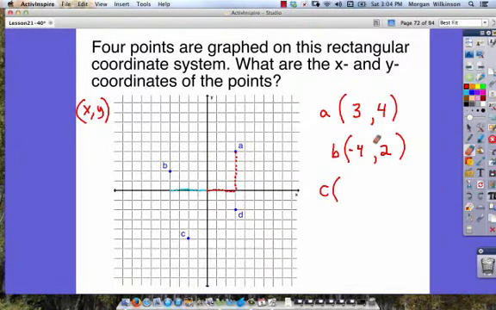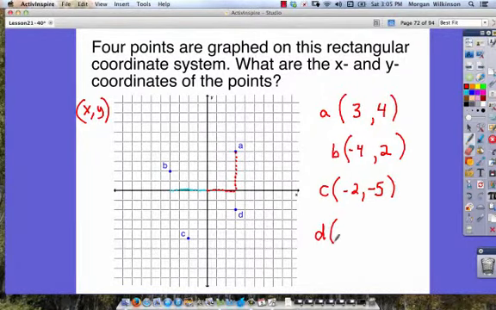C must be, we'll get our pen tool again, C must be negative 2, because that's where we need to be to get to this dot. So C is negative 2 for our x, and then we go down 1, 2, 3, 4, and 5. Since we're going down, it must be a negative number. So negative 2, negative 5.